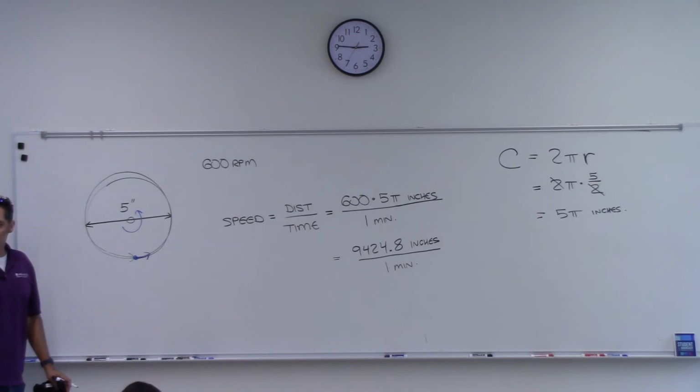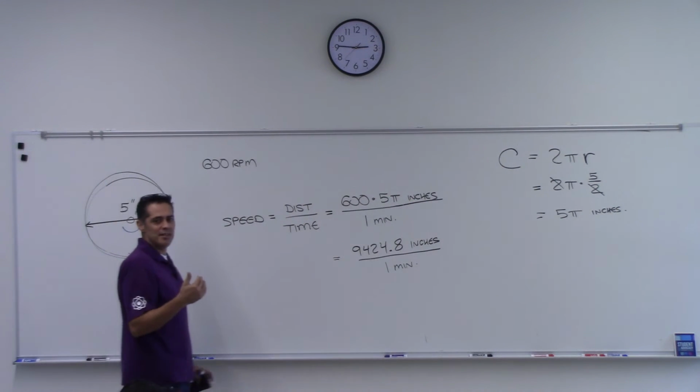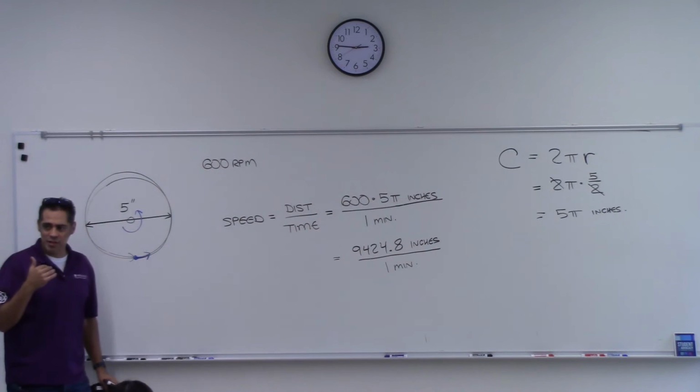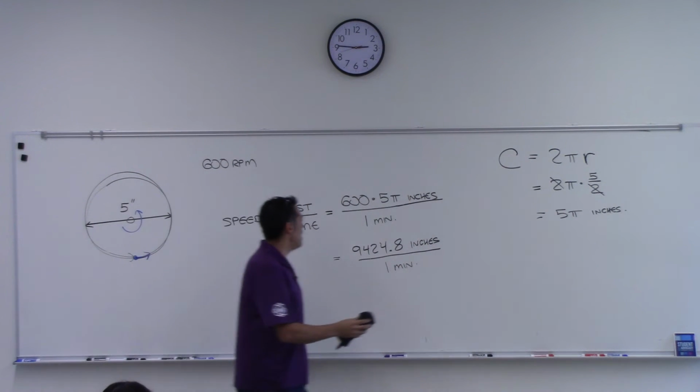You hit a brick wall at 60 miles an hour, you're in trouble. Hit a brick wall at 2 miles an hour, you're probably fine, right? So it's something we can gauge easily. So let's convert this to miles per hour.